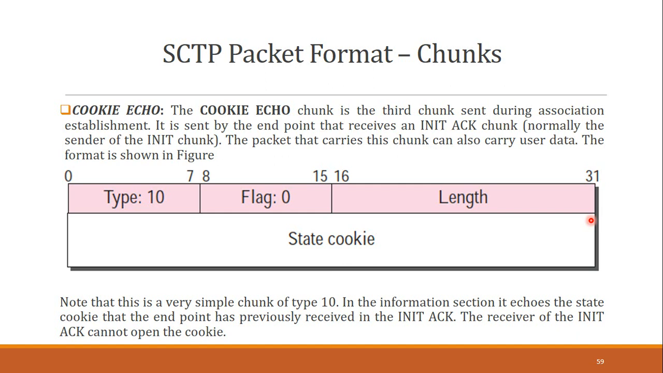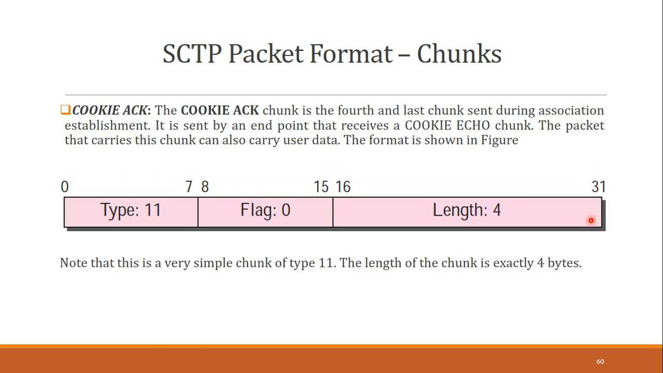Now, note that this is a very simple chunk of type 10. In the information section, it echoes the state cookie that the endpoint has previously received in the init acknowledgement. The receiver of the init ack cannot open the cookie. Now, we have the cookie acknowledgement. The cookie acknowledgement chunk is the fourth and the last chunk sent during the association establishment.